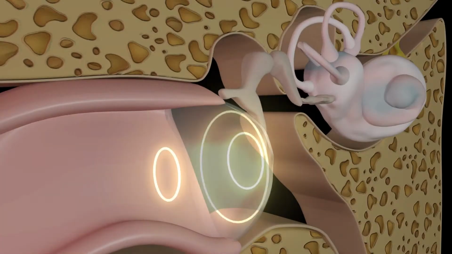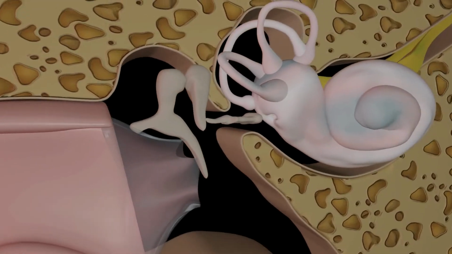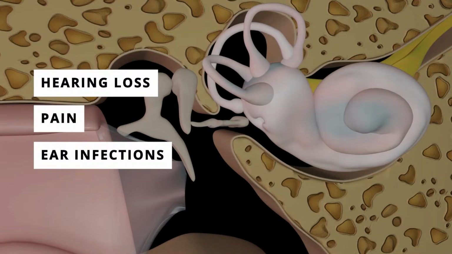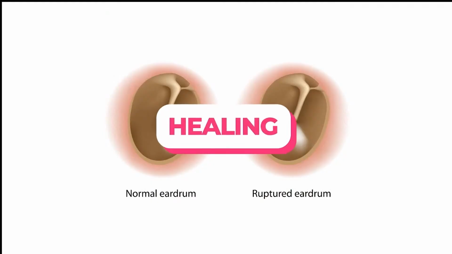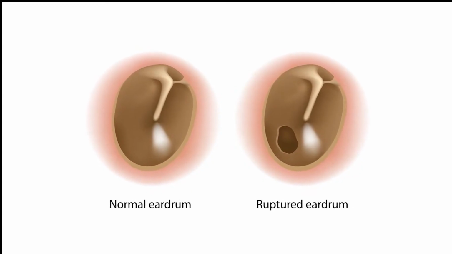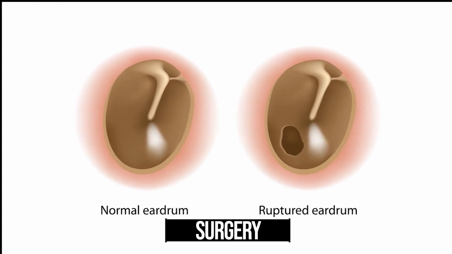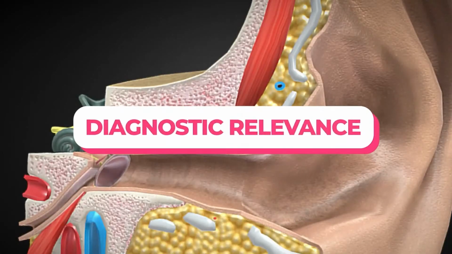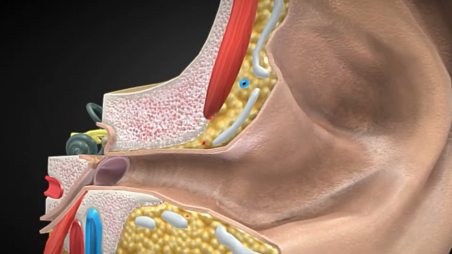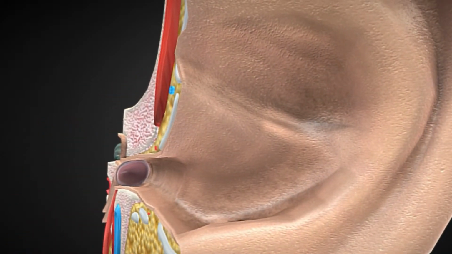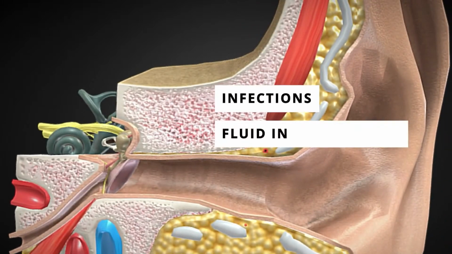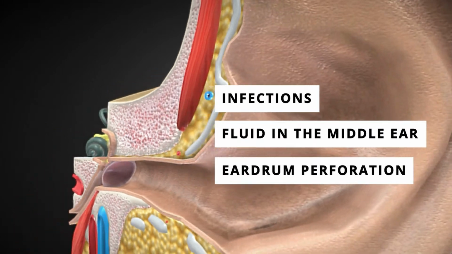A perforated eardrum, a tear or hole in the eardrum, can lead to hearing loss, pain, and increased susceptibility to ear infections. Healing. In many cases, a damaged eardrum can heal on its own, but severe tears may require medical intervention, such as surgery. Diagnostic relevance. Examination of the eardrum can provide valuable information about the health of the ear. Changes in its appearance can indicate various conditions, such as infections, fluid in the middle ear, or eardrum perforation.